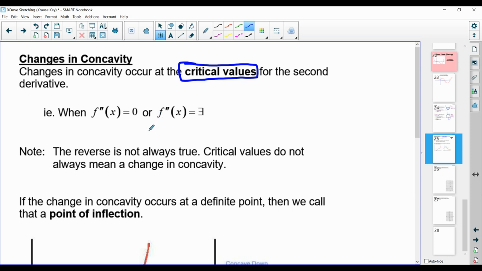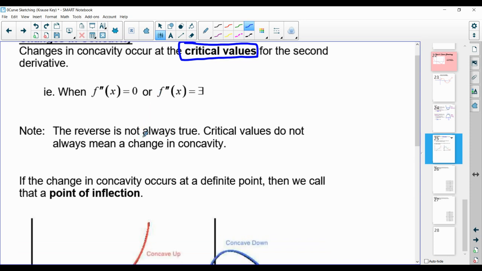And so something that's important to note, though, is that the reverse is not true. Changes in concavity occur at critical values, but not all critical values indicate concavity. And so one example might be when we're looking at our rational functions and we have NPVs.